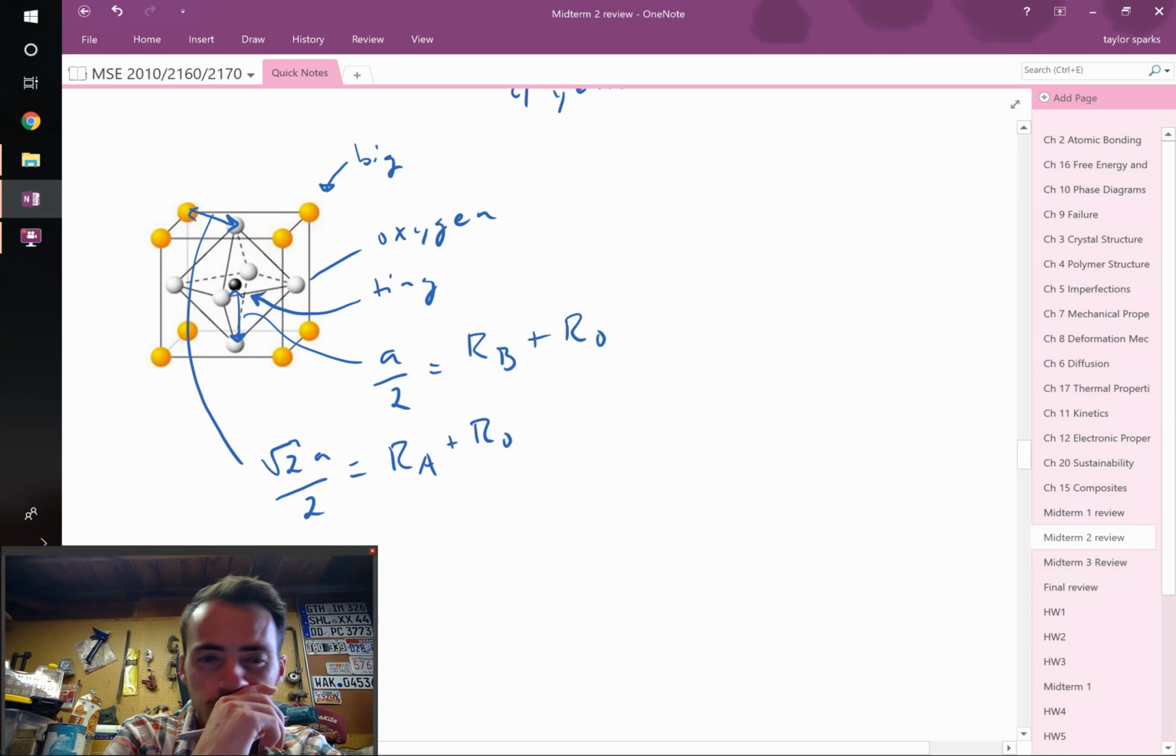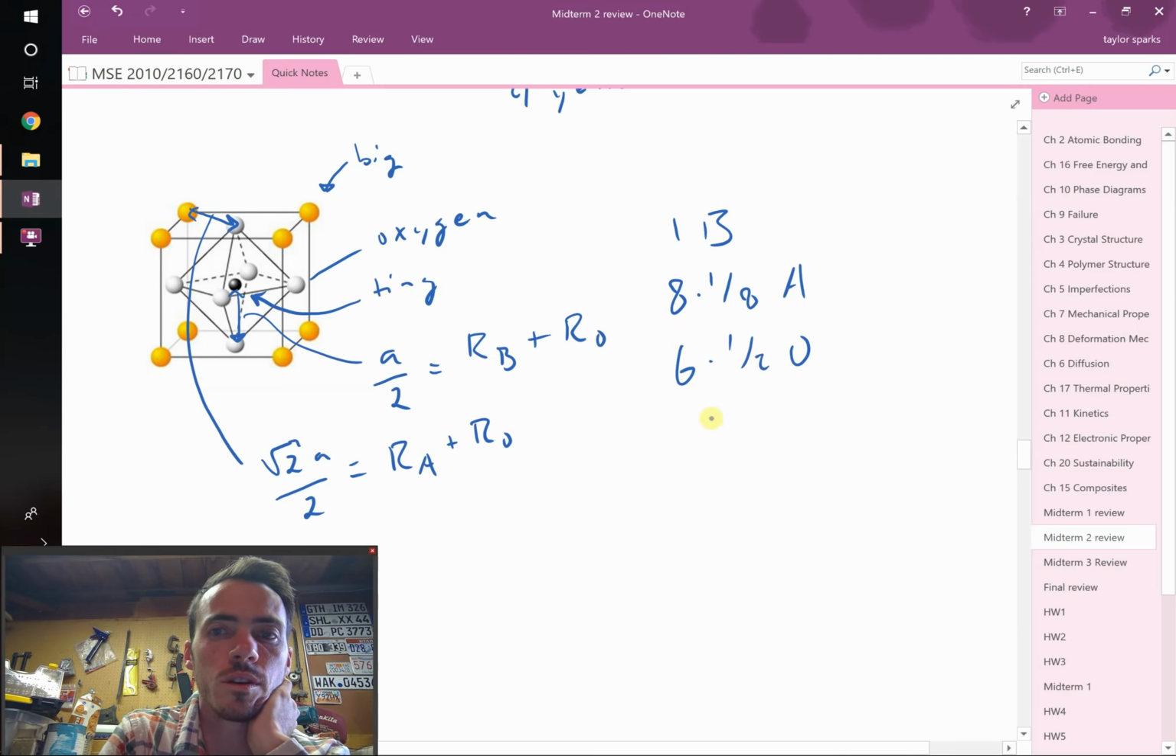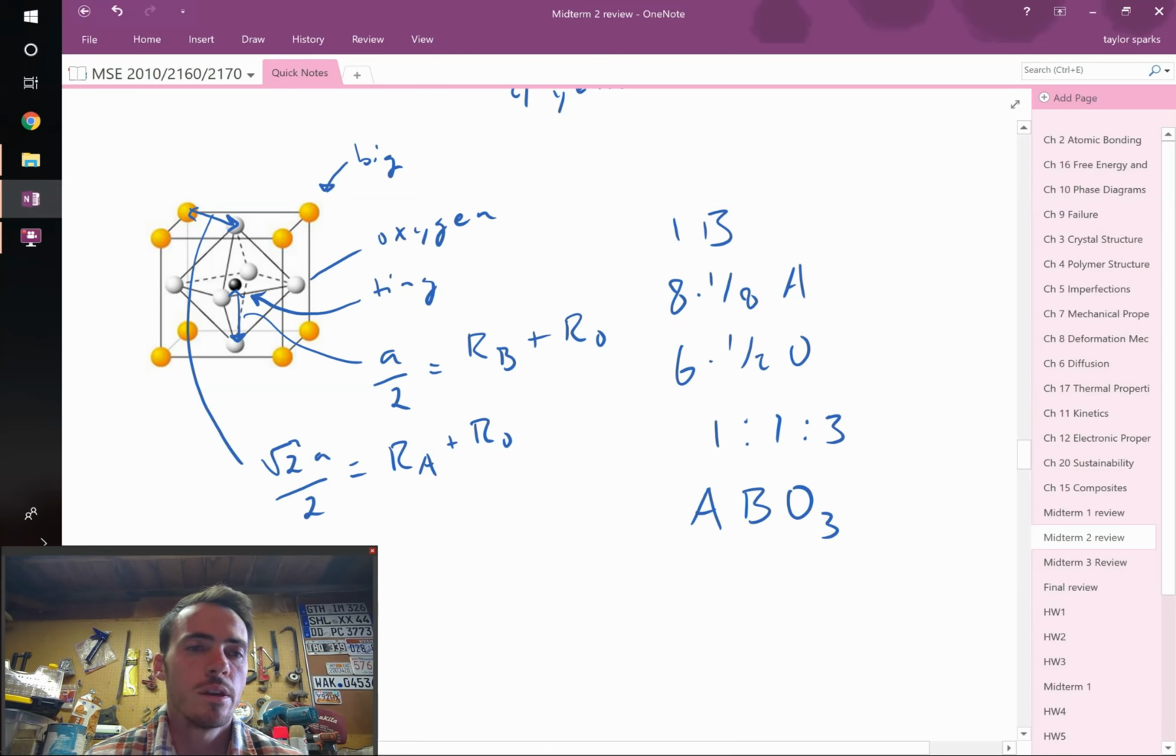Okay. How many atoms are there per unit cell? There's one B in the center, right? There are 8 times 1/8 A's, so that's 1 as well. And then there are 6 times 1/2 oxygens, so that's 3. So it's a 1 to 1 to 3 ratio. We sometimes call this the ABO3 type structure. Okay, that's perovskite. What else?